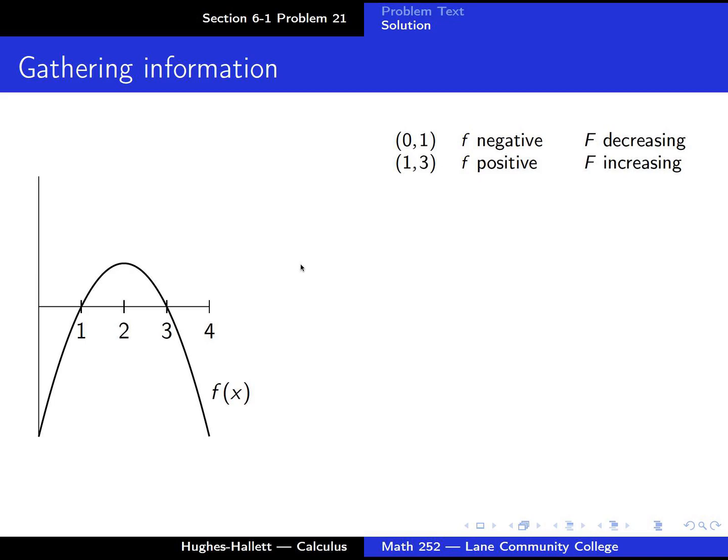From 1 to 3, you can see that little f is positive, so capital F must be increasing. And then from 3 to 4, you can see little f is negative, so capital F must be decreasing again.